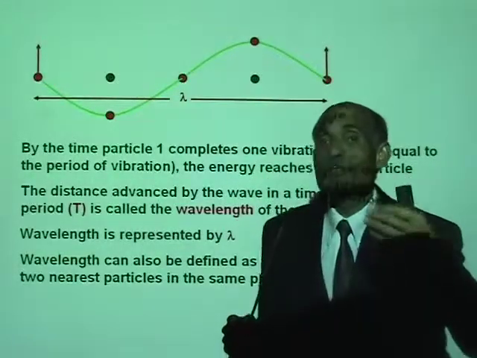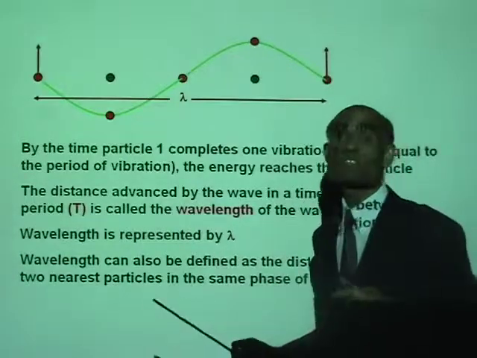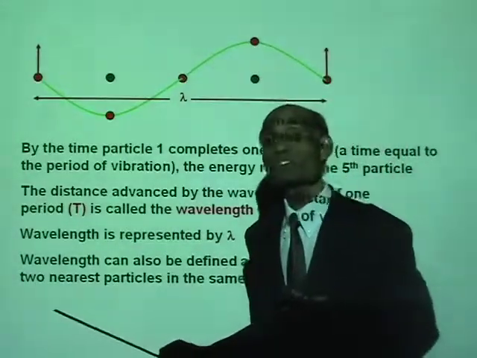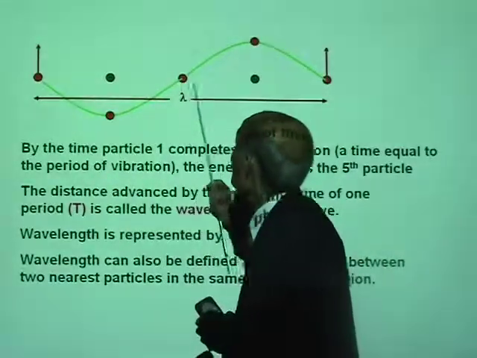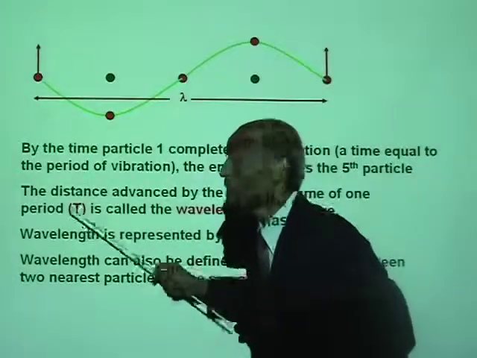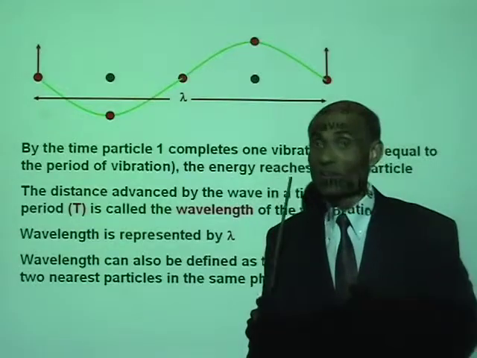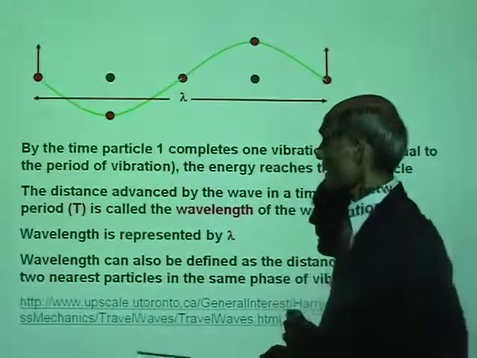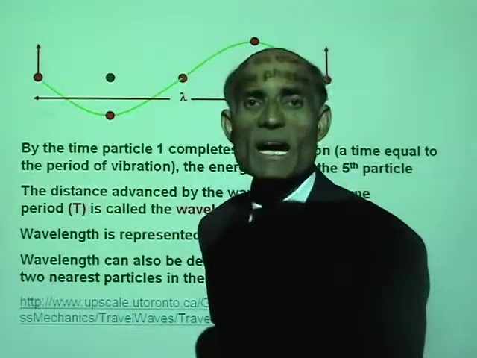But it is much more useful for us to take the first definition. What is the first definition? The first definition is wavelength is the distance advanced by the wave in a time of 1 period. Alright, don't forget that. Okay. Now, let me see if I can show you an illustration.